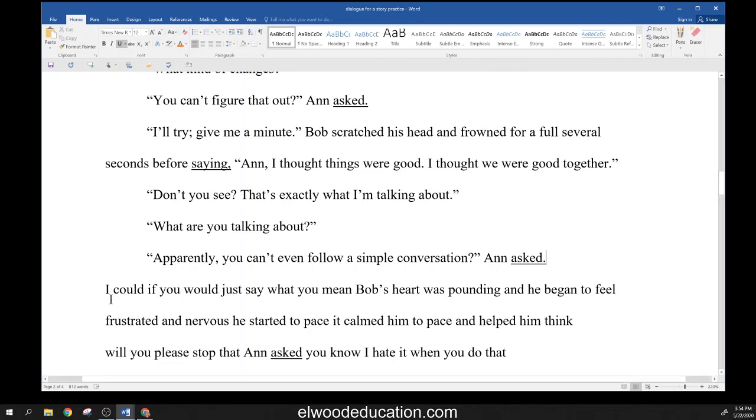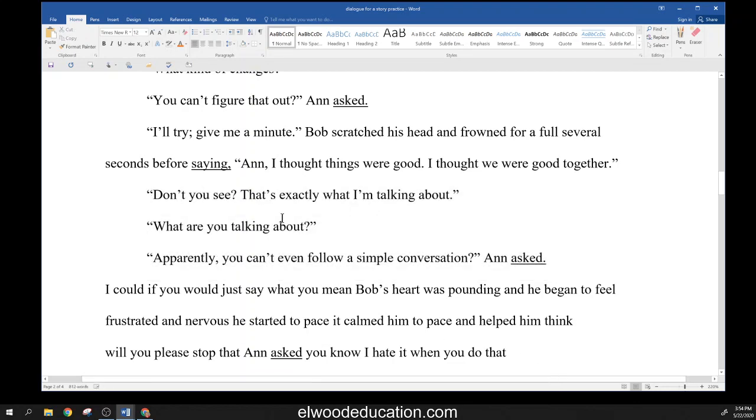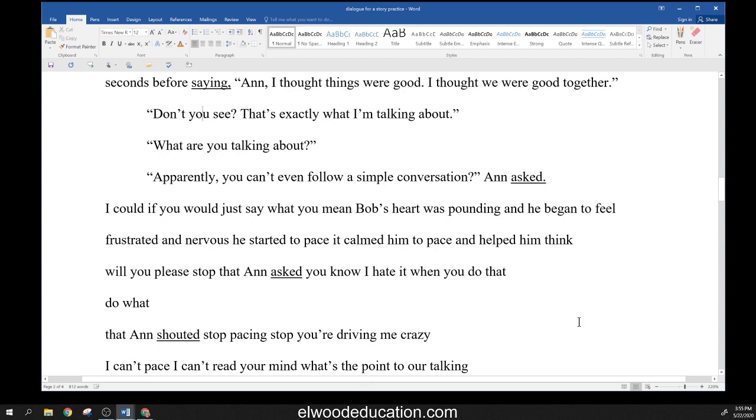Please do not set up dialogue so that it's what somebody said and then you move the narration away from it. Here I have, "I'll try, give me a minute." Bob scratched his head for a full several seconds before saying, and then I have Bob talking again. Here I have one person talking and one person talking and one person talking, and then a little bit of narration there. I only have the dialogue divided because that's the way the story's set up. But you do not isolate dialogue from paragraphs that the dialogue belongs to.